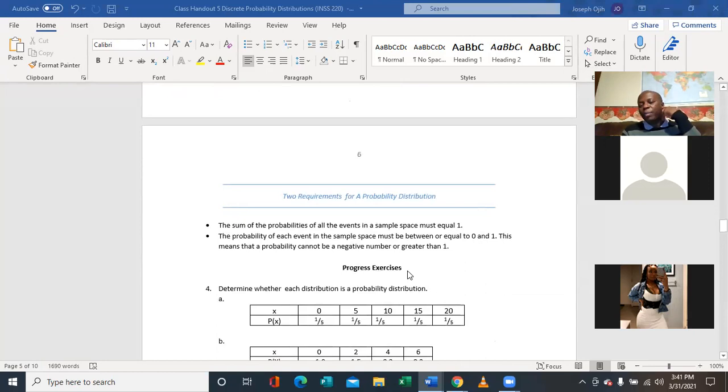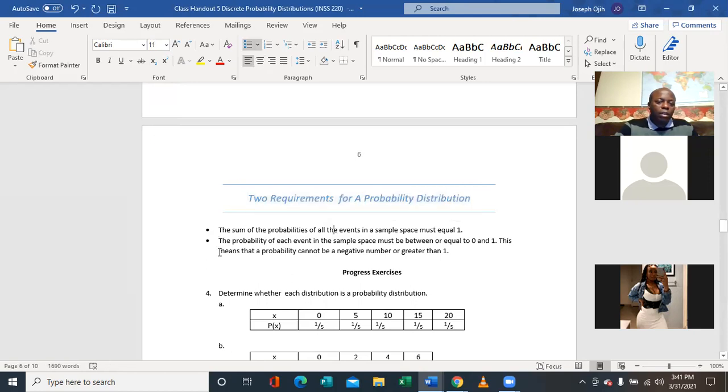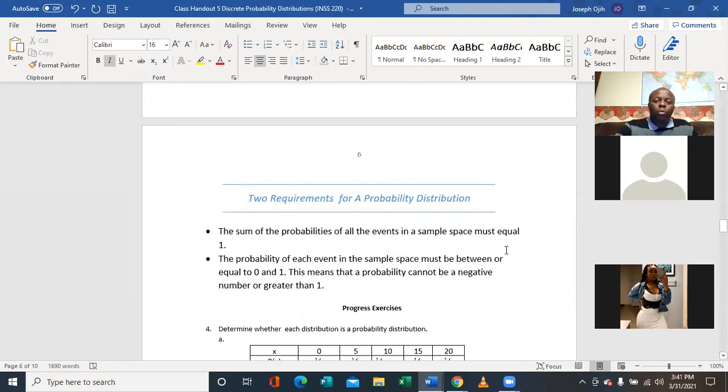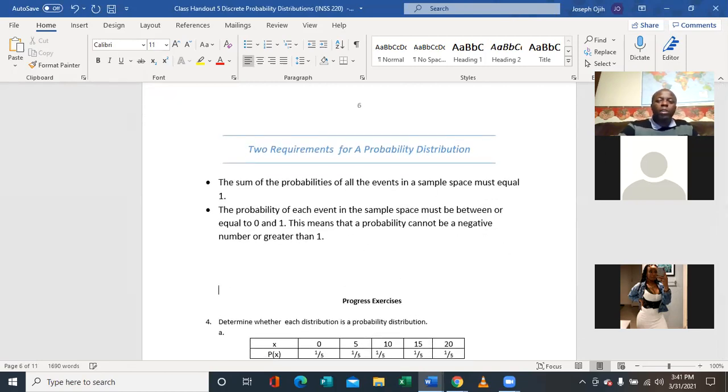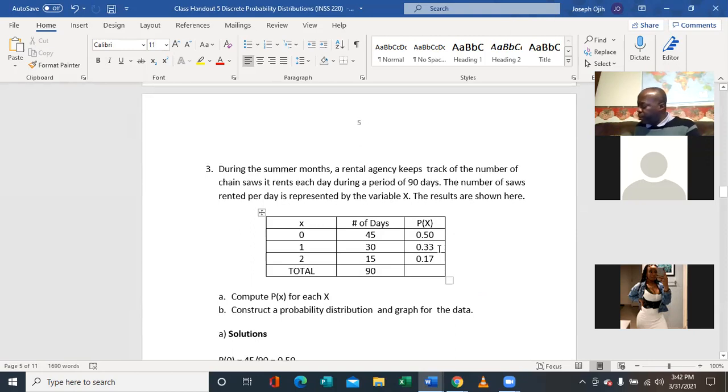Now let us look at two requirements that need to be met before we can call a distribution a probability distribution. The first requirement is that the sum of all the probabilities in a sample space must equal one. If it's bigger than one, it is not a probability distribution. Let me show you how this works. Look at the example we did: 0.5, 0.33, 0.17. Let's add them and see if it meets this requirement.